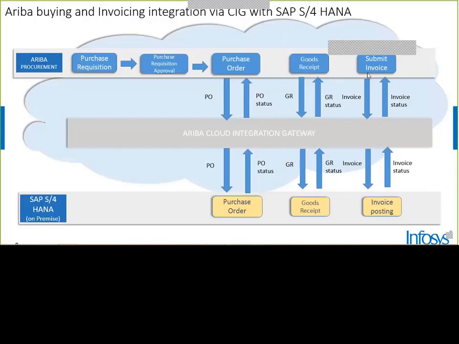And as a last step, there would be submission of invoice by the business users, which will then trigger the invoice message, which will pass through the Ariba integration gateway, and which results in posting of the invoice in the backend system. And as a status update, the invoice document number will flow back and update into the Ariba procurement application. So we will now log on to the procurement application, and we will look at the flow.